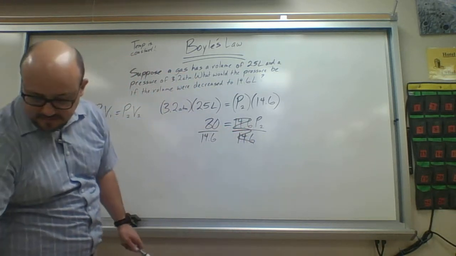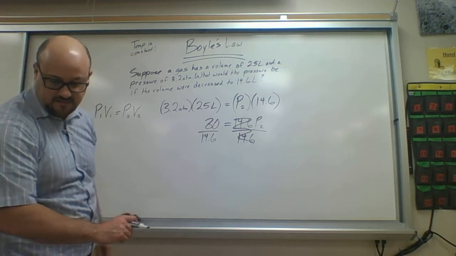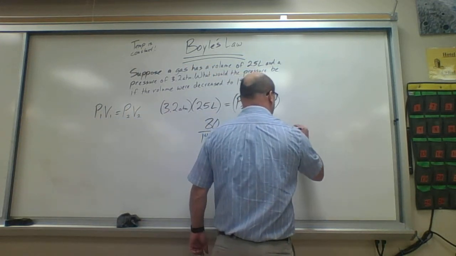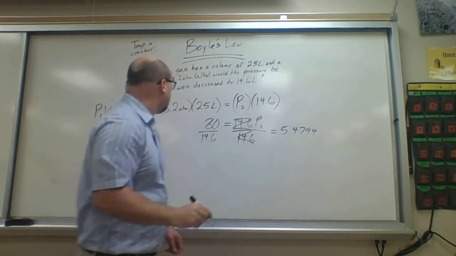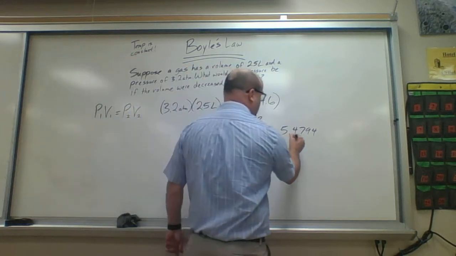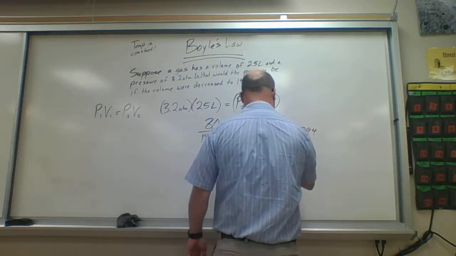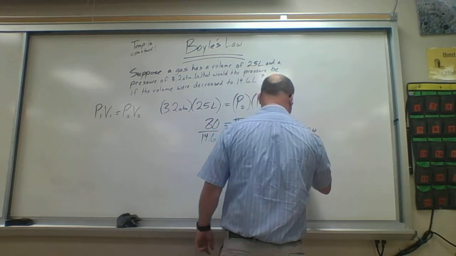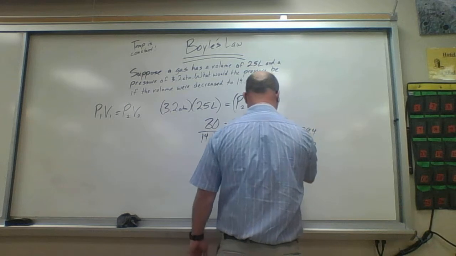And then 80 divided by 14.6 gives us 5.4794. And we only had one decimal place in our question, so we're going to round that to one decimal. The 4 is going to go up. We're going to end up with 5.5. And don't forget your units. atm equals P2.